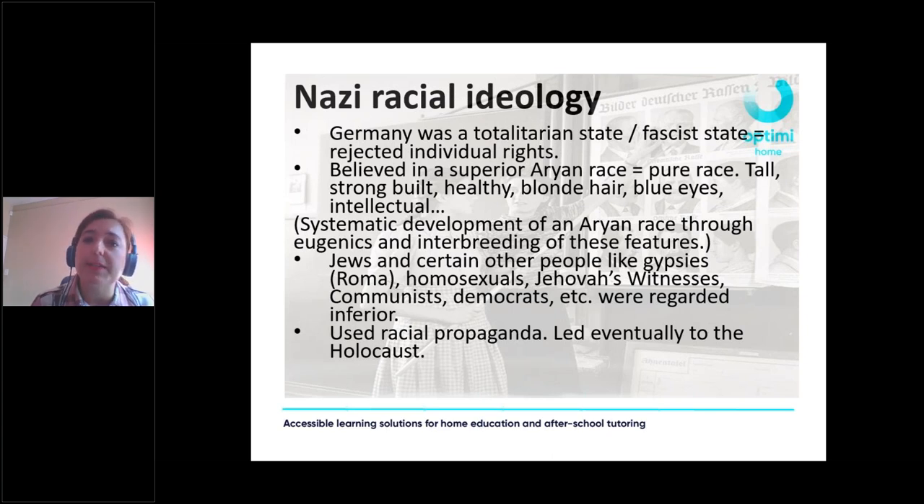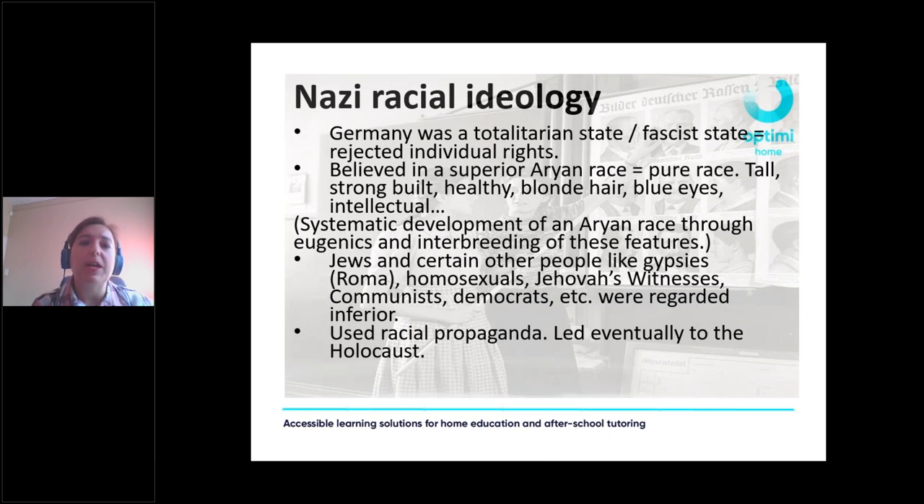Then communists. The Nazi party was extremely anti-communist, so communists were also put in labor camps or in death camps. Then obviously also Democrats, because this was a fascist state that did not allow any opposition to take place. People criticizing the government and wanting democracy and so forth. Remember, the Weimar Republic was already a failure, so Adolf Hitler did not want anything to do with Democrats as well. So these people were all regarded as inferior. And in Nazi Germany, they would be put into death camps or labor camps and so forth.